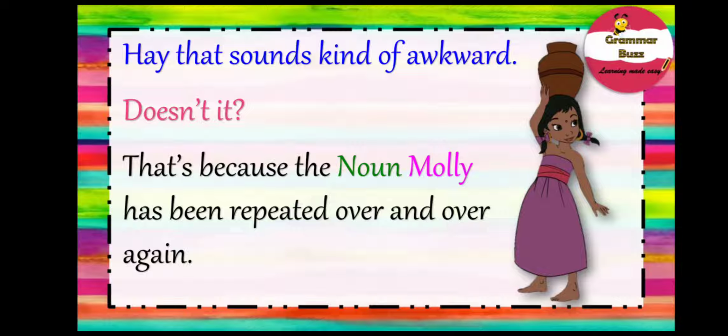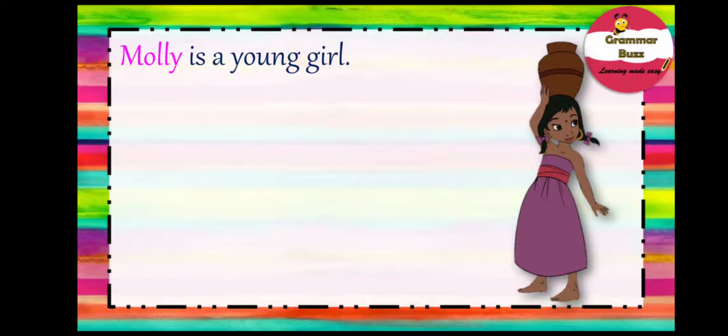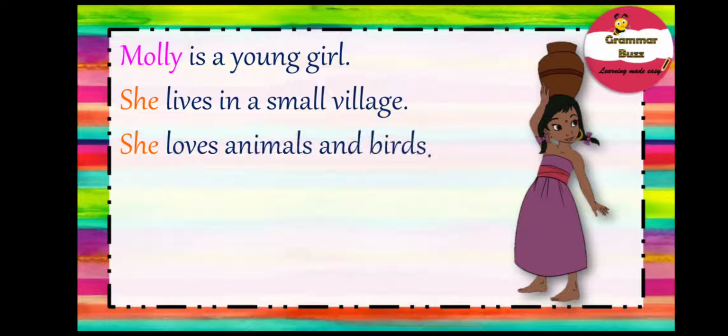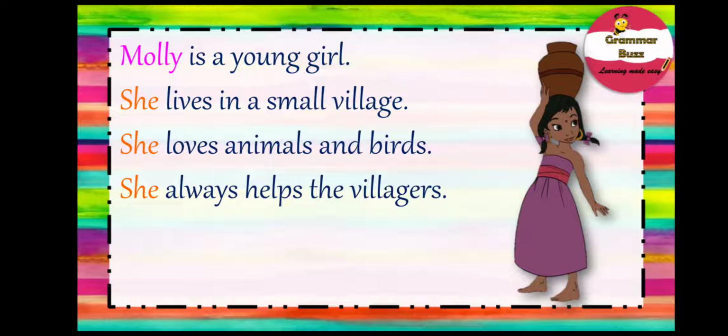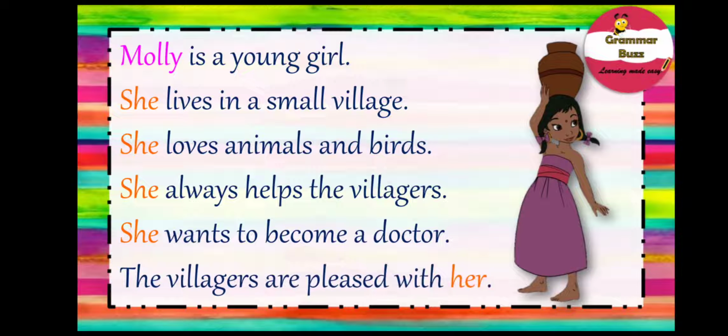So let us read through the same passage, but this time after replacing the nouns with some pronouns. So, are we ready? I guess we are. And here we go. Molly is a young girl. She lives in a small village. She loves animals and birds. She always helps the villagers. She wants to become a doctor. The villagers are pleased with her.